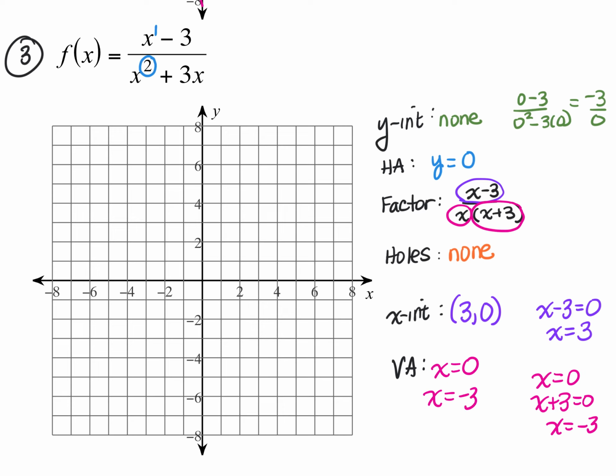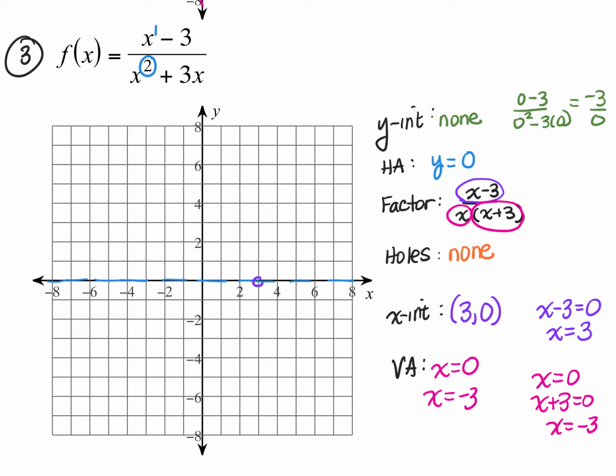Okay, so let's put this all together. There's no y-intercept. There is a horizontal asymptote at y equals 0. That's just along your x-axis. No holes in the function. We do have an x-intercept at 3, 0.